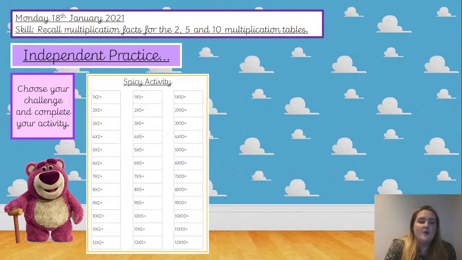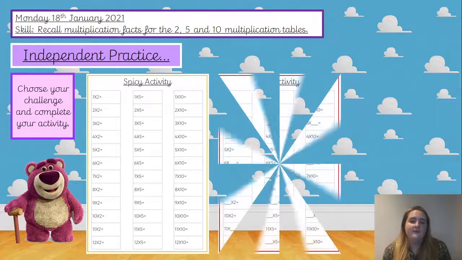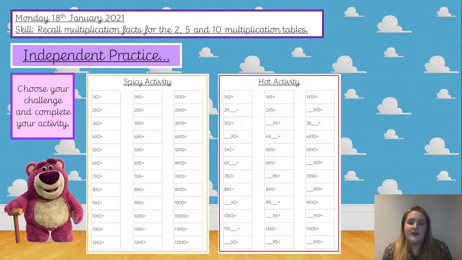Let's have a look at the independent practice for spicy and hot then. Spicy, you have got all of the multiplications in order. So we've got 2s here, 5s here, and 10s here. Okay, and it's slightly more tricky because you've not got the pictures to help you. So you need to be counting in 2s, 5s and 10s to solve these, and you need to be recalling those multiplication facts.